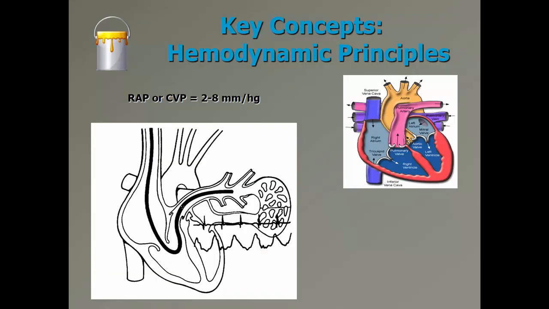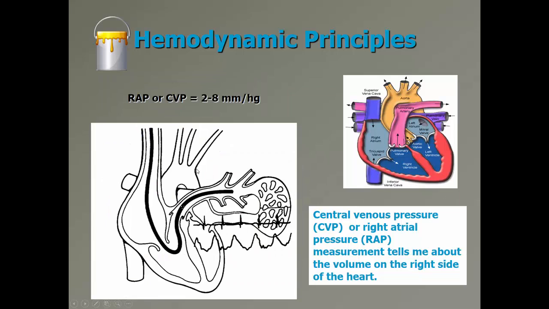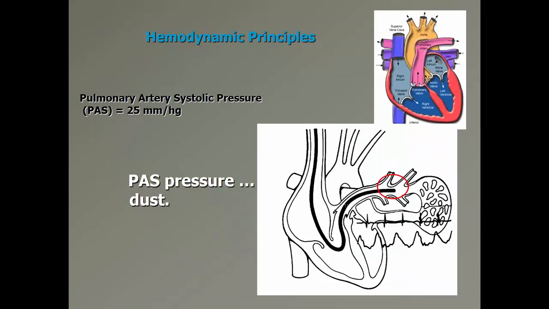Remember, RAP normal is 2 to 8. I have a little cheat sheet at the very last page of the hemodynamic worksheet, and that's something that you can either take to the clinical setting or at the very least put on your exam sheet. Now let's talk about the review. We have central venous pressure, right atrial pressure. In summary, measurement tells me about the volume on the right side of the heart.